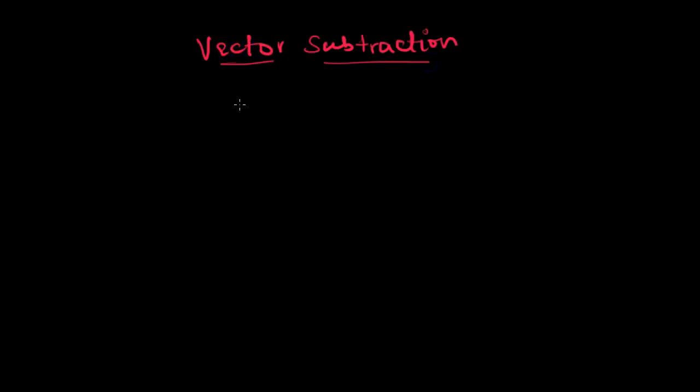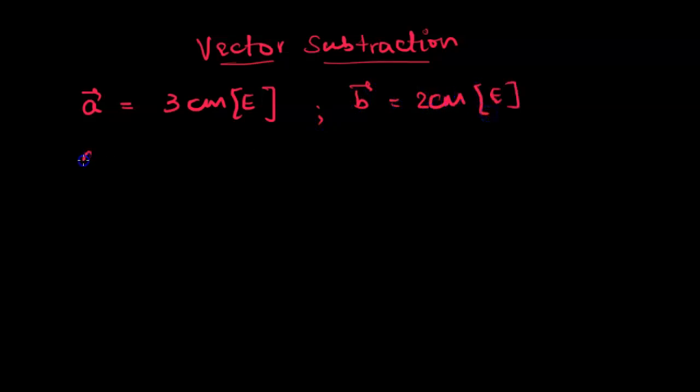If we have to subtract two vectors that are given in the same direction, let's say vector A is 3 centimeters east and vector B is 2 centimeters east, and we have to find vector A minus B. How do we draw vector A? This is my vector A. How do I draw vector B? This is vector B. Now I have to subtract A and B.